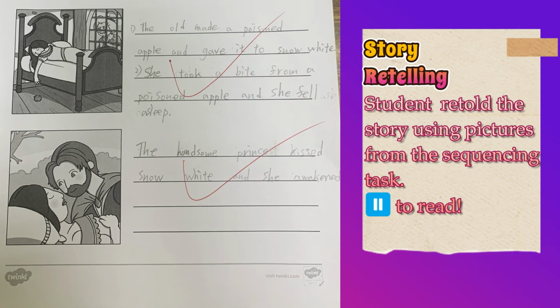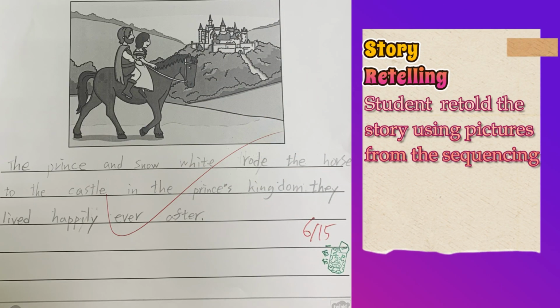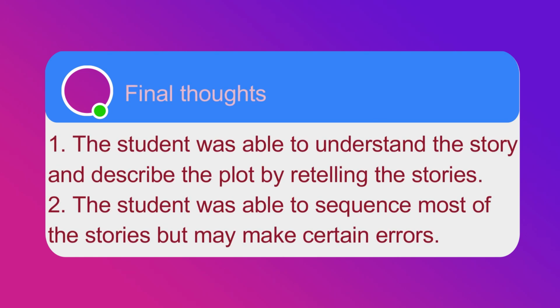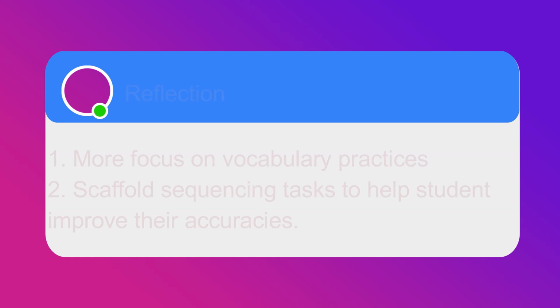Now, similar to the first part of the story, the student was also asked to summarize the story based on what they understood using the pictures provided. Overall, the student was able to retell the story, but she may not be using all the target vocabulary. However, she was able to sequence most of the story, but may have made some errors in the second part.